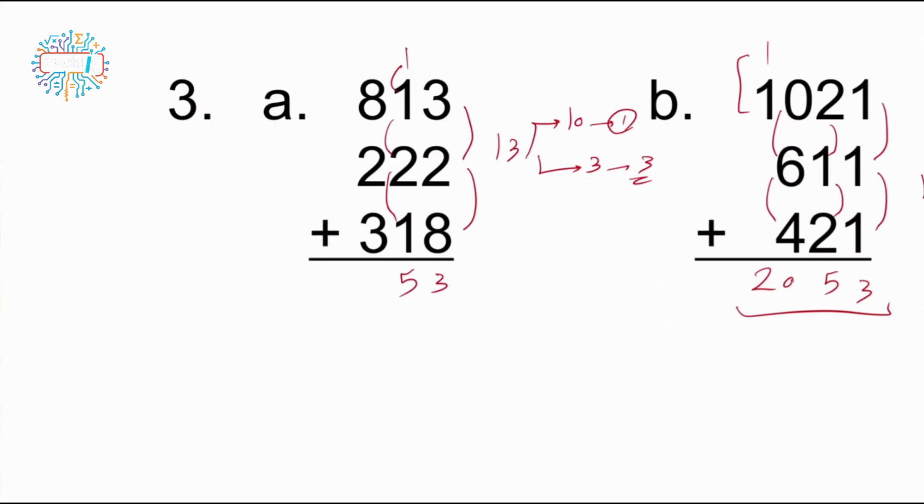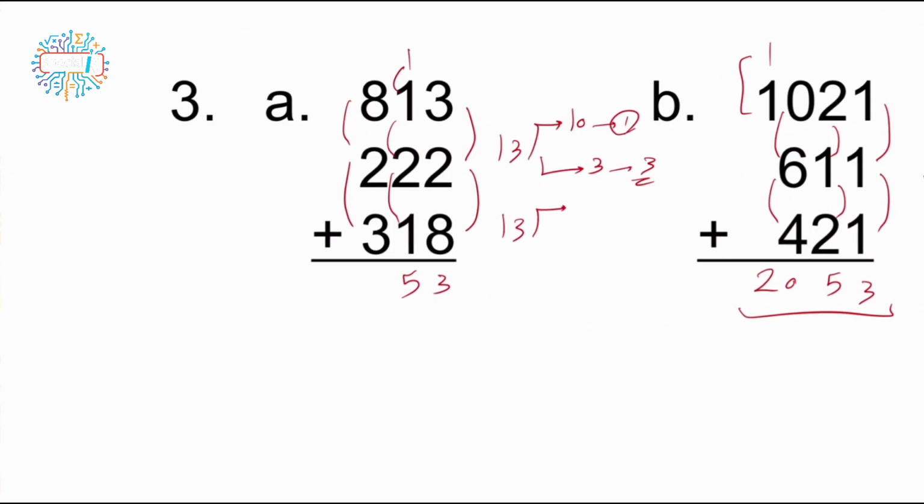And for the next position, I do have 3 plus 2 plus 8. This number is going to be 13 again. So I do have 10 as one carrying number. I do have 3, and I'm going to keep it. 3 and a 1, and that's it.